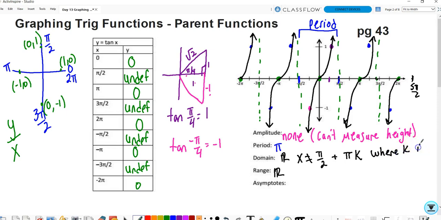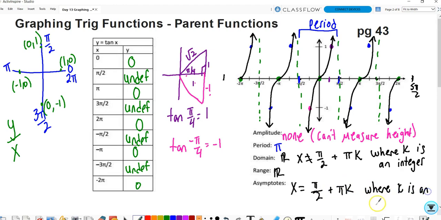k is an integer. Because an integer is a positive or negative whole number. So I can go minus a pi, minus another pi, minus another pi this way, and we can keep going every pi, multiples of pi, to the next asymptote. So that means our asymptotes are when x equals pi over 2 plus pi k, where k is an integer.